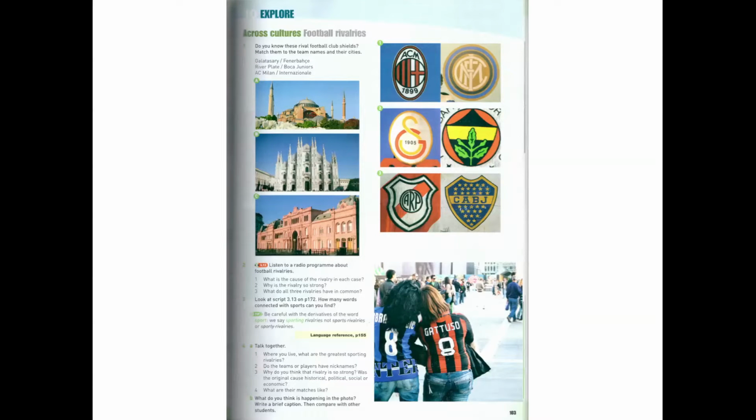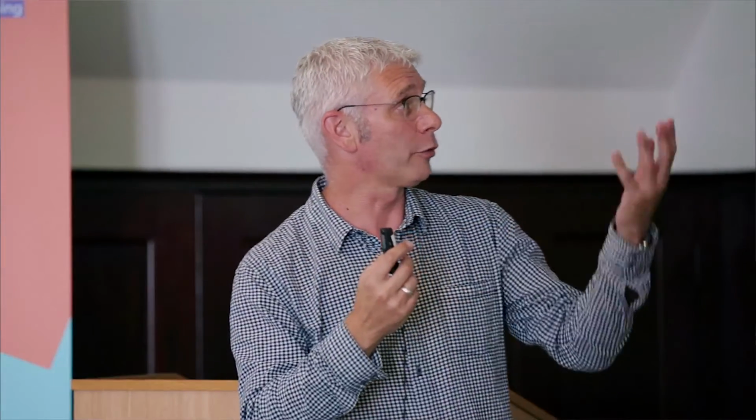Another example from English Unlimited. This is from the advanced level, and this is looking at football. So football rivalries in different countries. Again, what's the significance? What's the relationship? The rivalry between Galatasaray and Fenerbahce, or Inter Milan and Milan, and Boca Juniors and River Plate. And again, this idea of things that wouldn't necessarily occur to people to compare in materials. I think this is one way that we can encourage global competence. I've got lots more slides, but I've obviously gone over time.